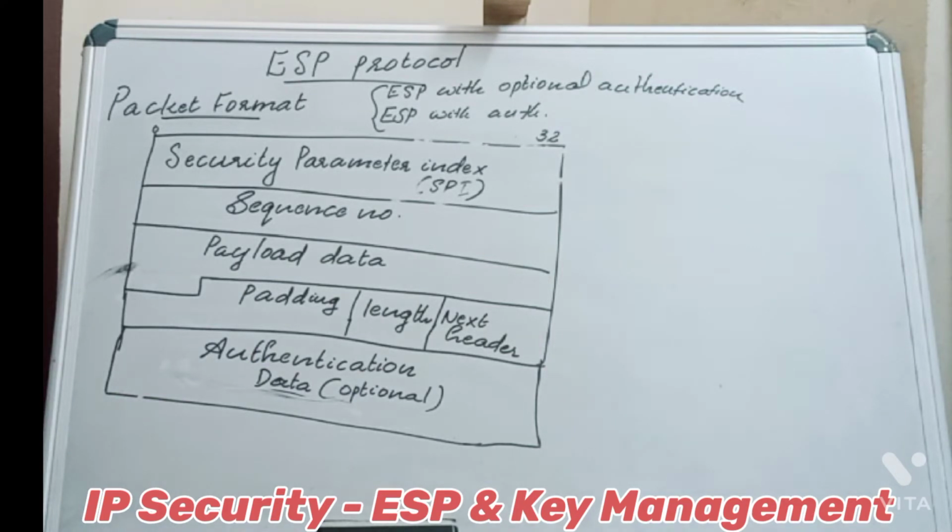ESP is mainly used for achieving confidentiality. For achieving confidentiality, different cryptographic algorithms are used, for example DES, AES, RSA, IDEA, etc. For any of these algorithms, the plain text is processed in a number of blocks.